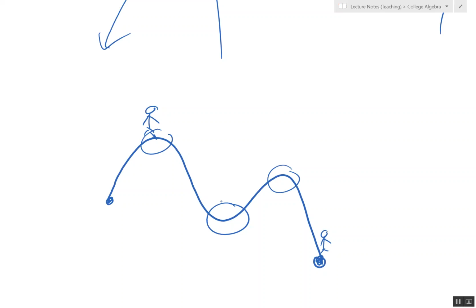But for now, we're just saying that, you know, where are the peaks, where are the valleys, and you tell me their coordinates. That's all we're going to do.